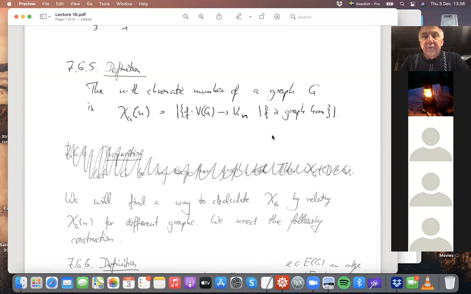It can be 0 if n is small, if there is no coloring. Say if we don't have a bipartite graph, then chi_G of 2 would be 0. But we know that if n is the number of vertices or bigger, then this would be non-zero, because each graph admits at least a coloring in the number of colors equal to its number of vertices.